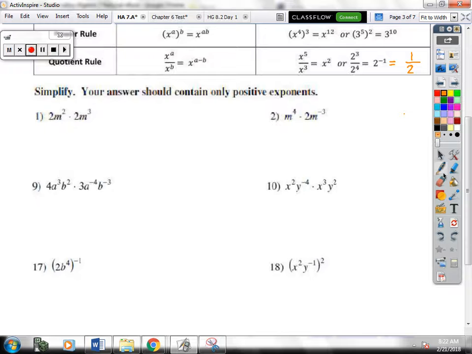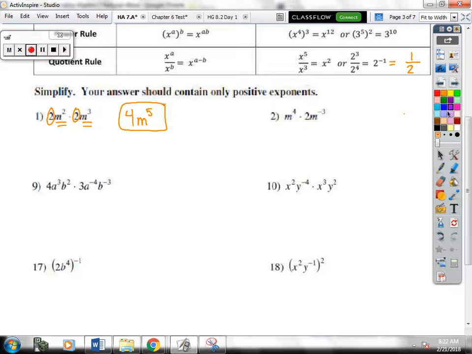Alright, so simplify. Your answer should contain only positive exponents. So when you have outside numbers, you are going to multiply those just like you normally would. 2 times 2 is 4. And then we will perform our exponent properties. We are multiplying using the product rule. That means we add the exponents. 2 plus 3 gets me the 5th.